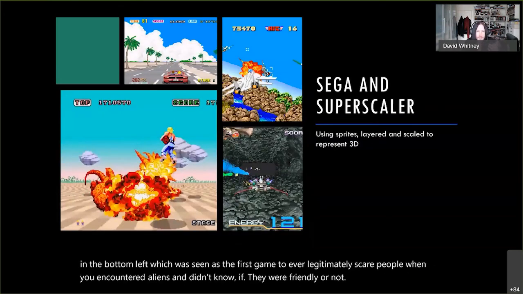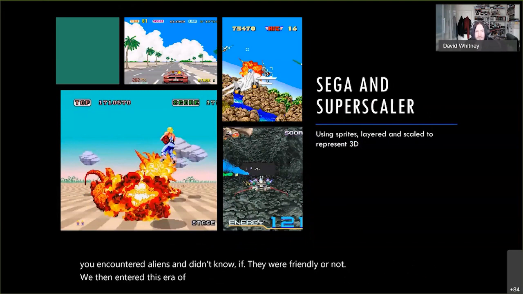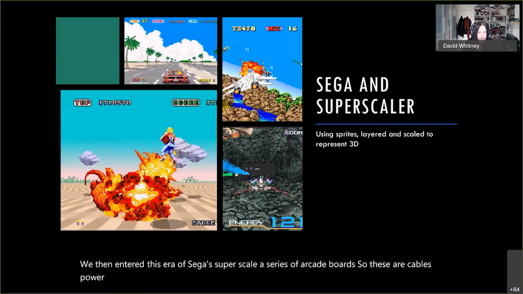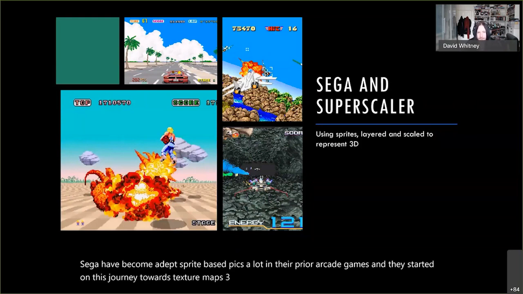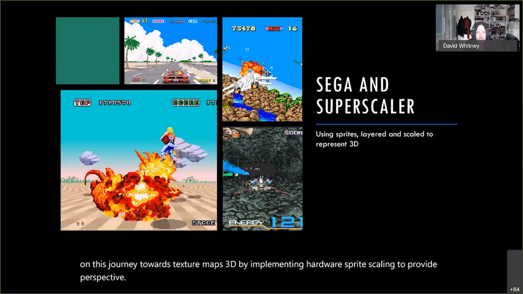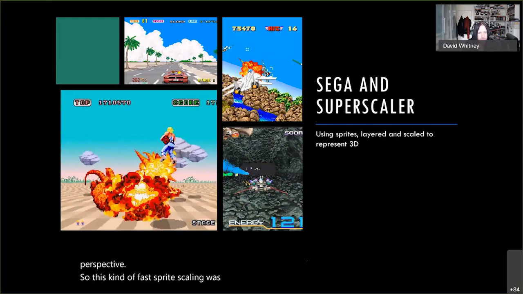We then entered this era of Sega's Super Scaler series of arcade boards. So these arcade boards powered games like Space Harrier and After Burner. Sega had become adept at sprite-based pixel art in their prior arcade games, and they'd started on this journey towards texture-mapped 3D by implementing hardware sprite scaling to provide perspective. So this kind of fast sprite scaling was far beyond the capabilities of home consoles in the mid-80s. They introduced what they called the Super Scaler arcade graphics technology with Hang-On in 1985.